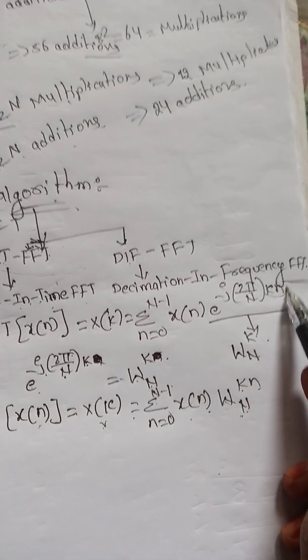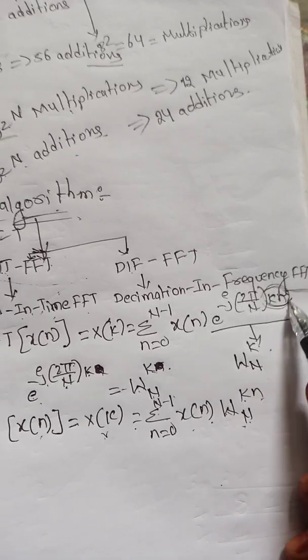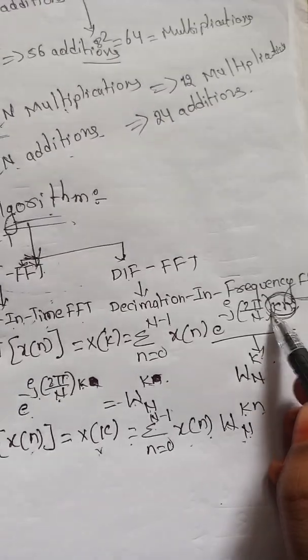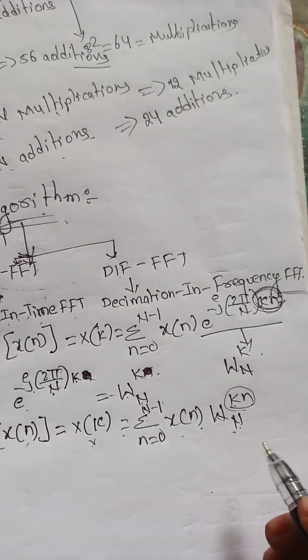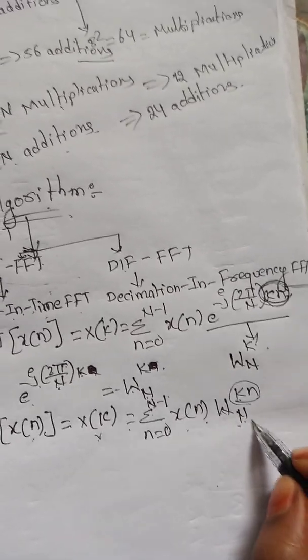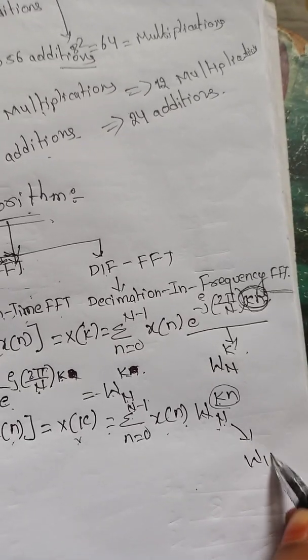So DFT of x of n equal to X of k equal to sigma n equal to 0 to N minus 1 x of n twiddle factor W N of kn. Here we are having two powers for the exponential, that is kn. That's why we are writing kn here. But in problems we are using only W N of k.